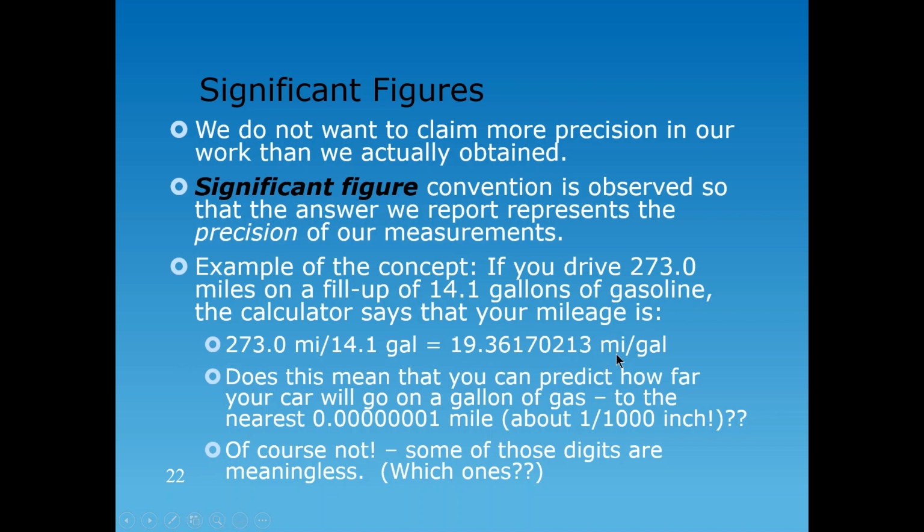However, you cannot just look at this number here and trust that your car will go on a gallon of gas to the nearest 0.000, how many zeros, and then 1 mile, or 1/100th of an inch, all right? What that means, therefore, is that some of these digits are meaningless, right? In other words, you have to drop some of these digits in order to get a value which correctly reflects the level of precision of your calculation. And that's where the significant figures concept comes into play.